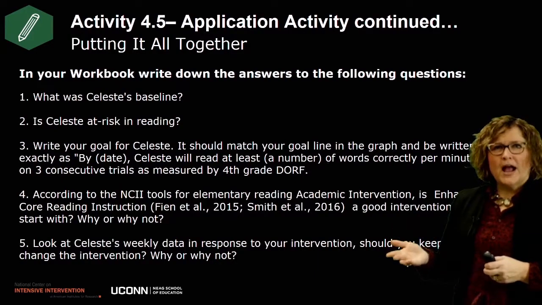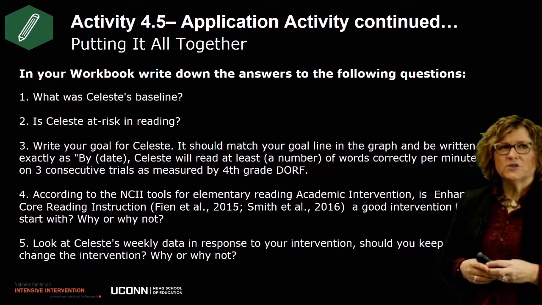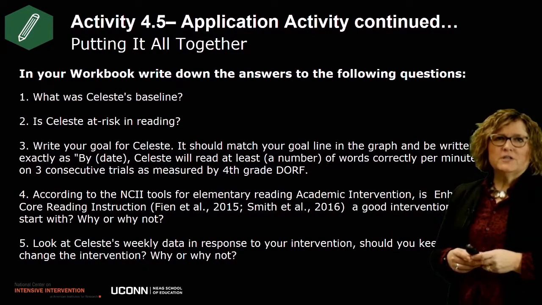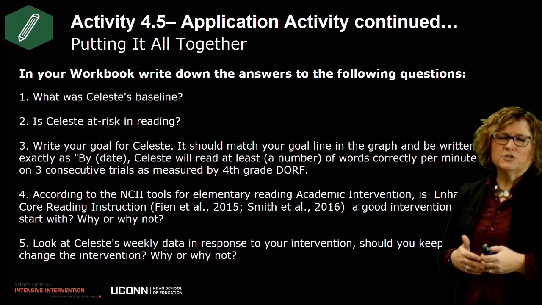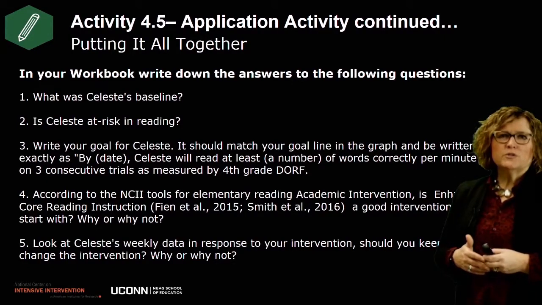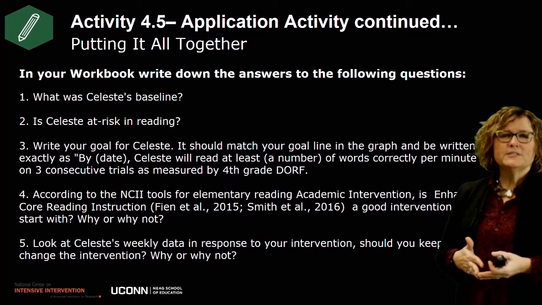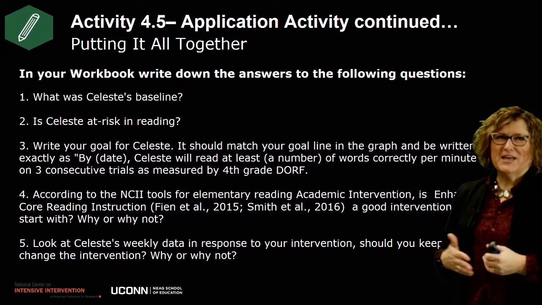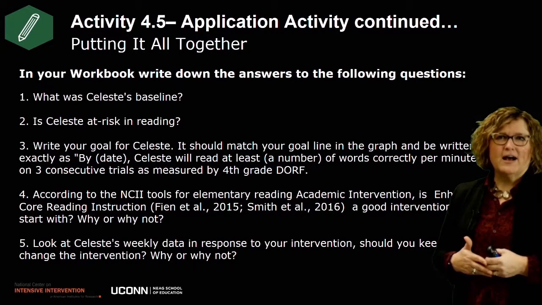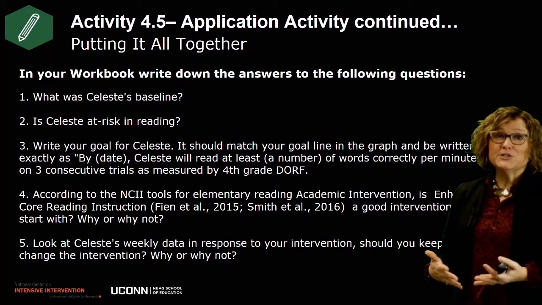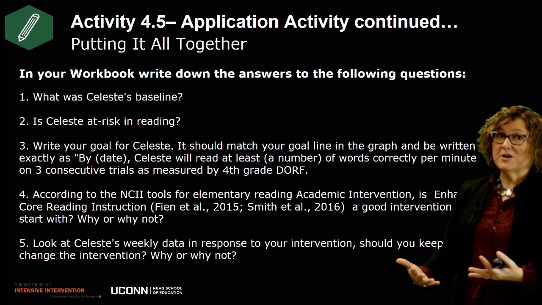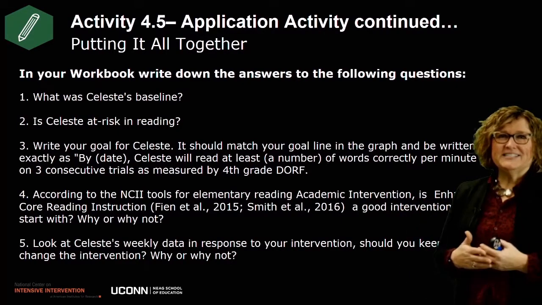So now you've graphed your data, you have a Celeste graph set up. Now I want you to think about the answers to the following questions and write your answers in your workbook. You can talk a little bit with a partner, you can talk to a small group. So I want you to think about, number 1, what was Celeste's baseline? Okay, you had some of that information, you entered that in your graph. 2, is Celeste at risk for reading? So how would you determine that? What can you compare to make that decision?